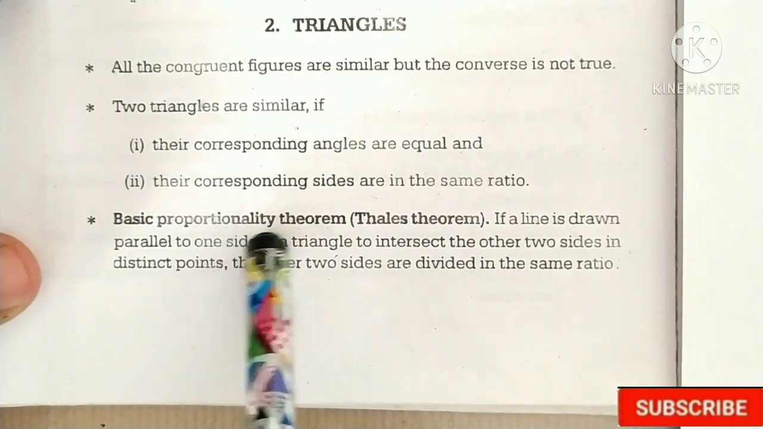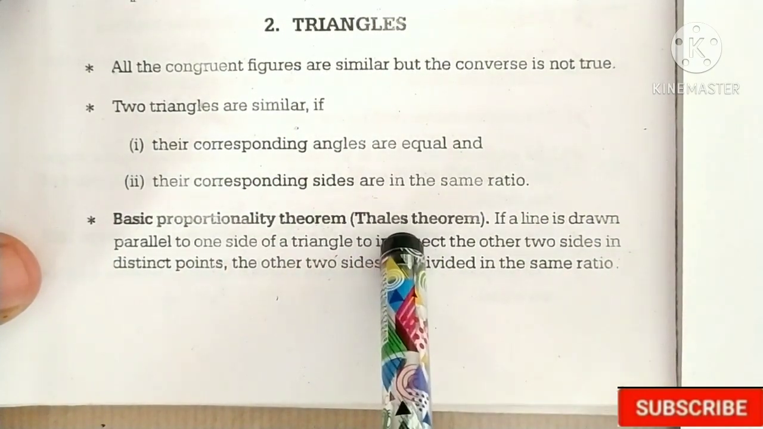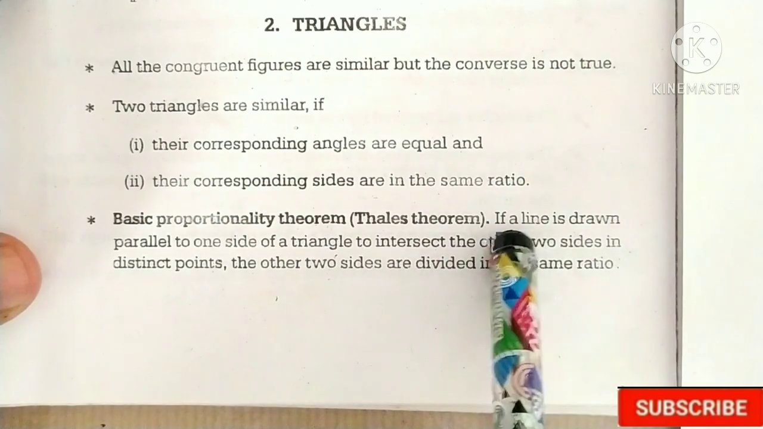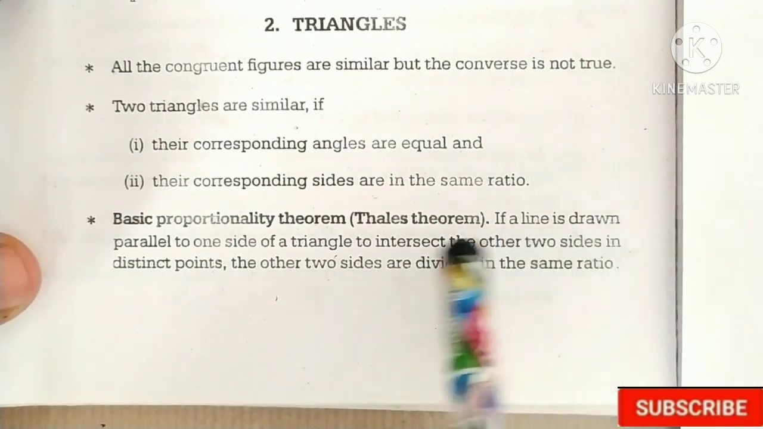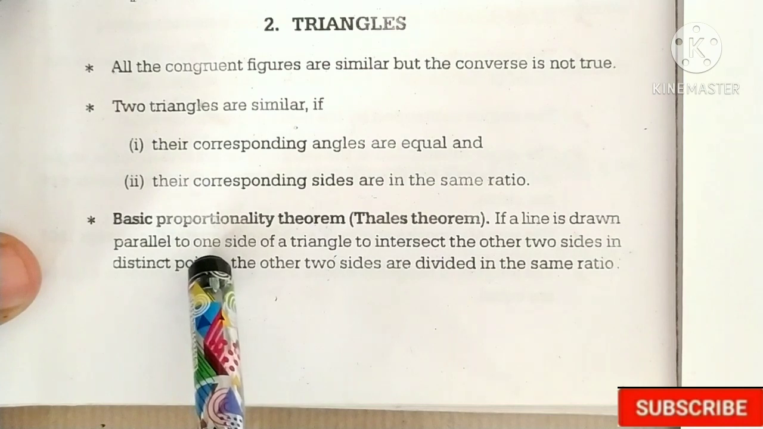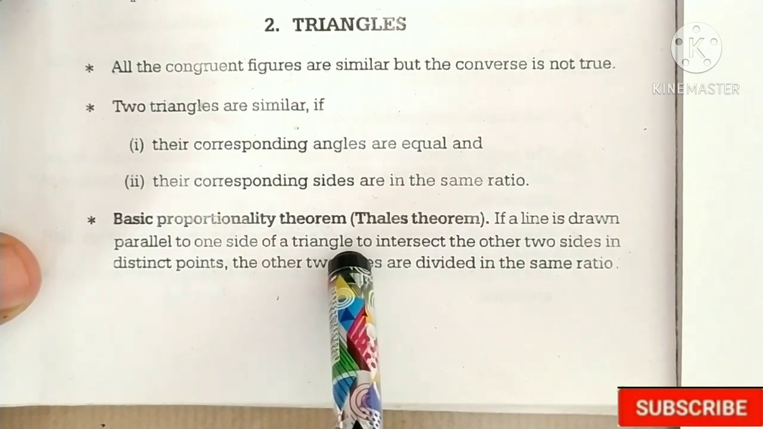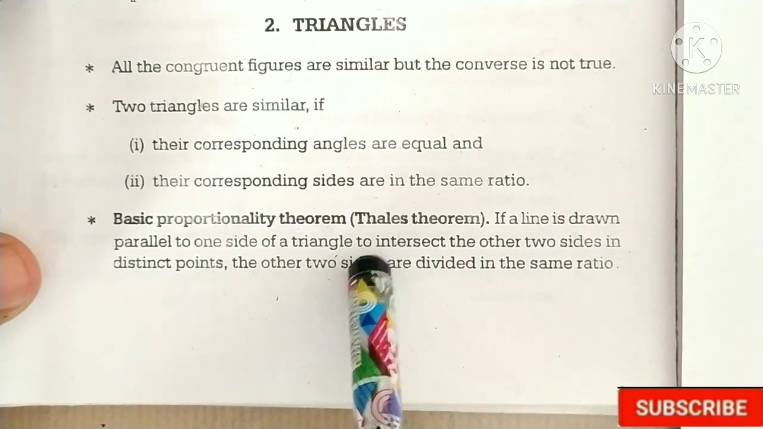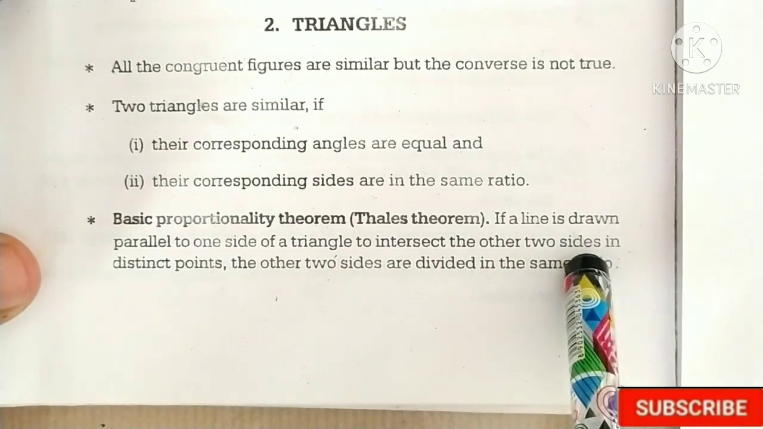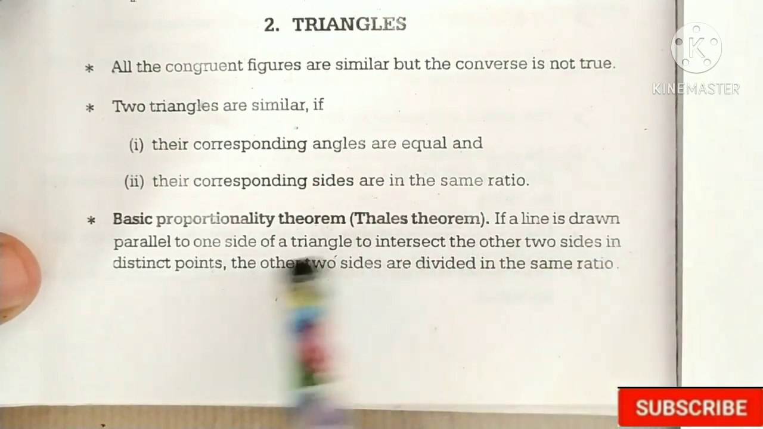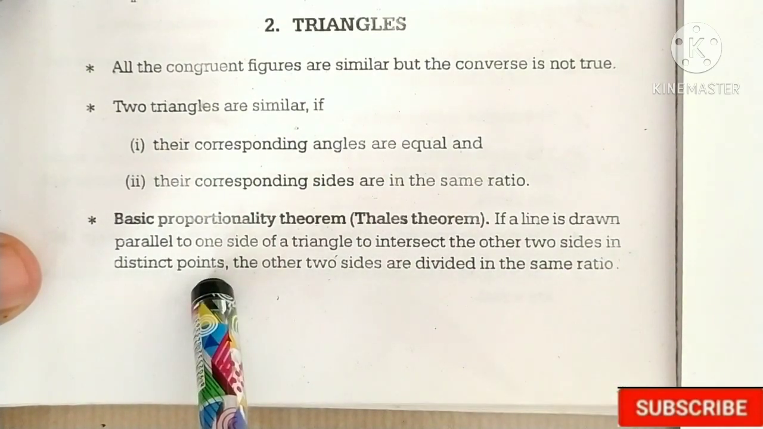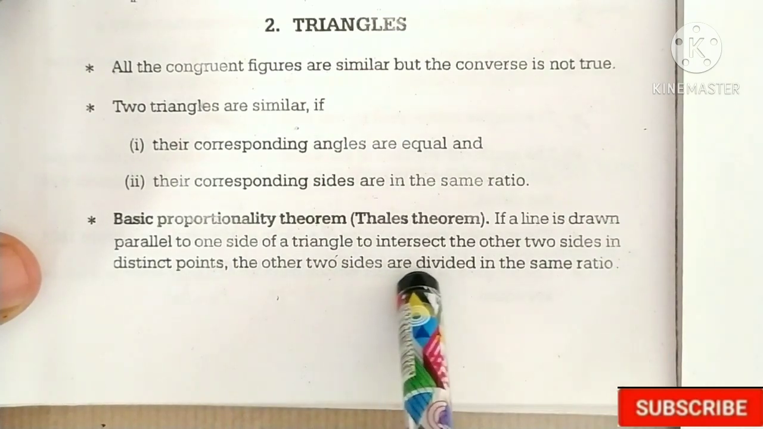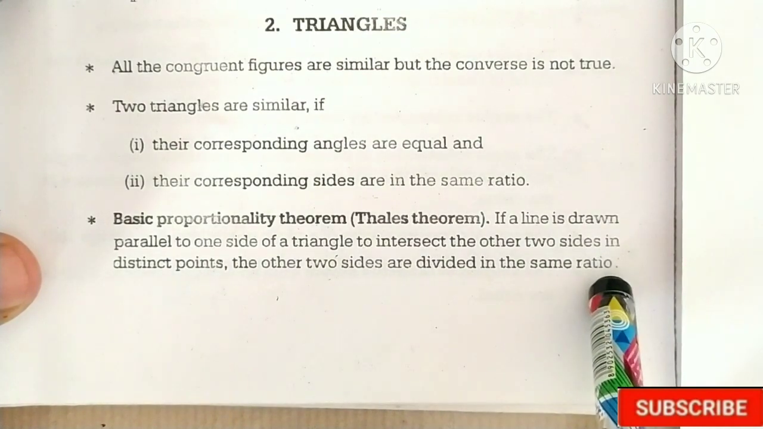Basic proportionality theorem, Thales theorem: If a line is drawn parallel to one side of a triangle to intersect the other two sides in distinct points, the other two sides are divided in the same ratio.